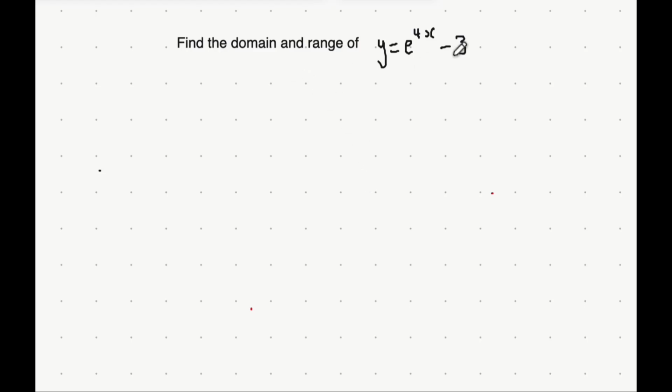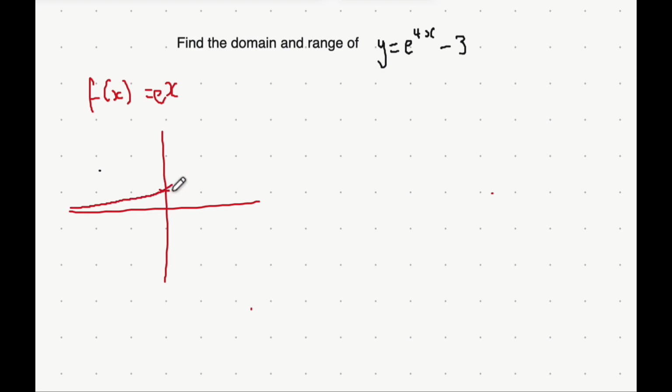So I'm finding the domain and range of the exponential function. To start with, you always want to draw a function that you're already aware of, and you should be aware of the e to the x function. It's an exponential function that gets closer and closer to the x-axis, crosses the y-axis at 1, and gets exponentially larger when x is positive. So from that, you can just get the domain and range actually.